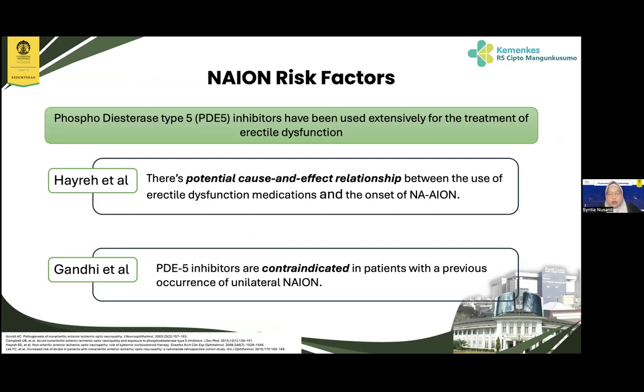As you all know, PDE5 inhibitors have been used extensively for erectile dysfunction and have been suggested to have a potential cause-effect relationship between use of this drug and the onset of non-arteritic ischemic optic neuropathy. And if we have patients with NAION, the use of PDE5 inhibitors is contraindicated because it may cause another NAION in the contralateral eye.